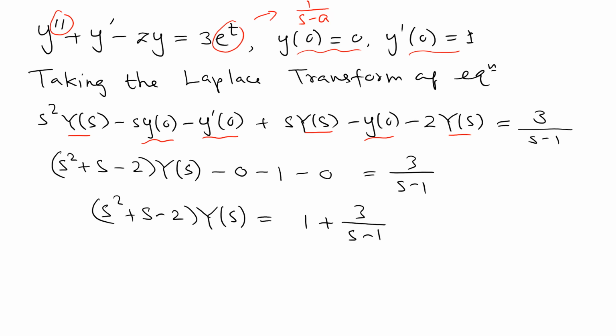Now the question is, there's a mistake that some of the students make. They're going to leave it like this. We are not going to leave it like that, because that actually depends on what you have on the other side. And you can see you have this expression, which can be factored into s plus 2 and s minus 1.